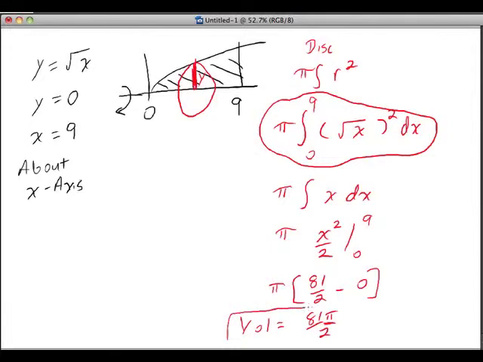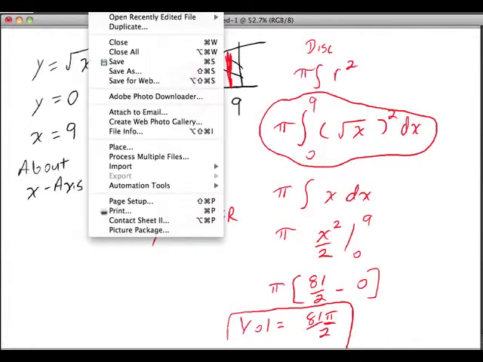That would be the volume if it's revolved around the x-axis. If it's revolved around the x-axis, I usually use either the disk or the washer method. Because this rectangle touches the axis of revolution everywhere in this shaded region, therefore I would use the disk. If the rectangle did not touch the axis of revolution, I would use the washer method. I'll do an example of that now.